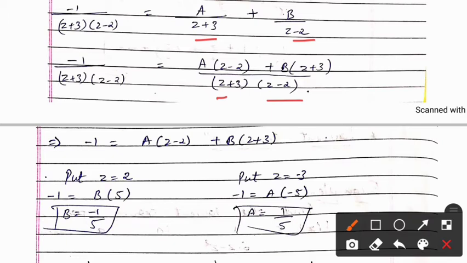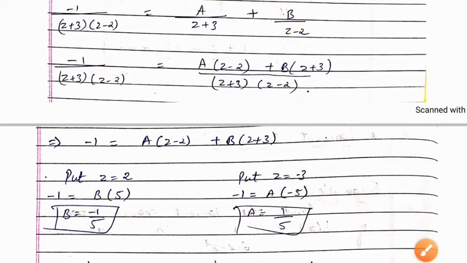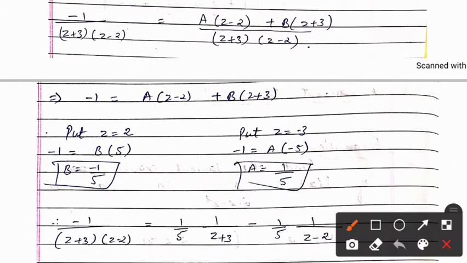Now here we are having a, what will I multiply here? I will multiply z minus 2 here, and this I will multiply by z plus 3. So this is our next step. Now here you can see the denominators of both sides can be cancelled out, so you are left only with the numerator portion, that is minus 1 equal to a into z minus 2 plus b into z plus 3.